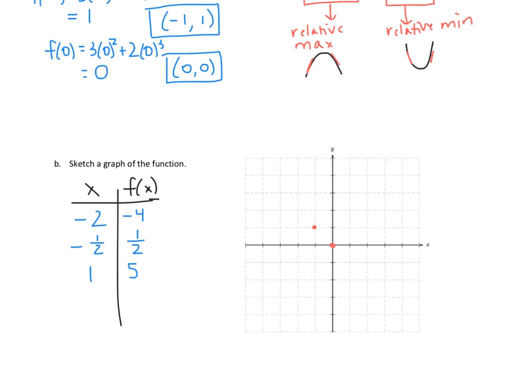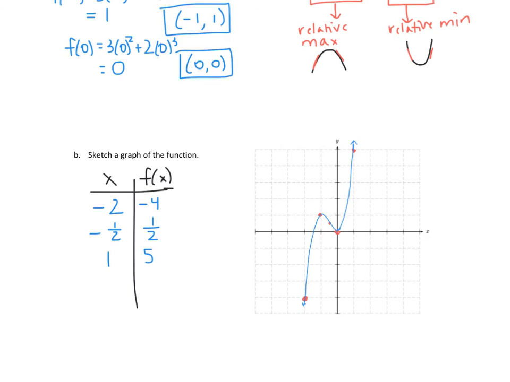Next, let's plot these points on the xy axis. So there's the point negative 2, negative 4. Next we have a negative 1/2, 1/2, and then 1, 5. Now we connect all these points, and there's the graph of our function f of x.